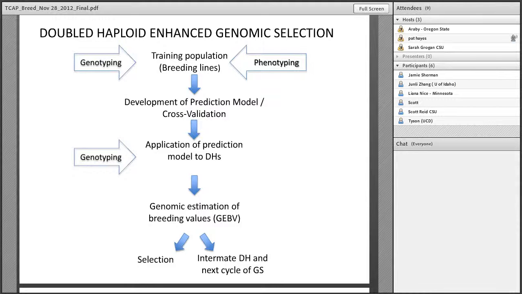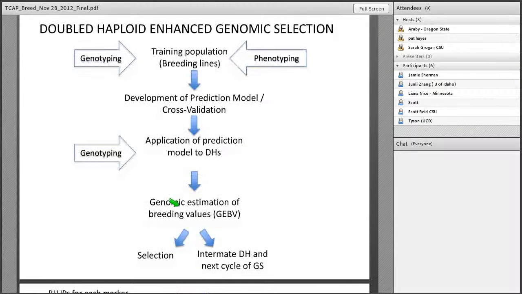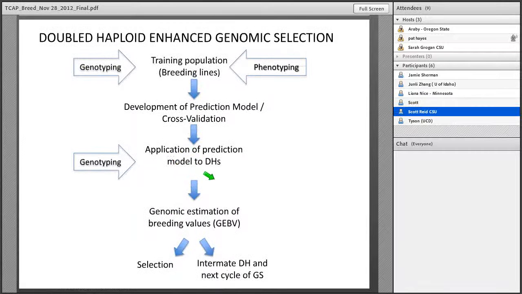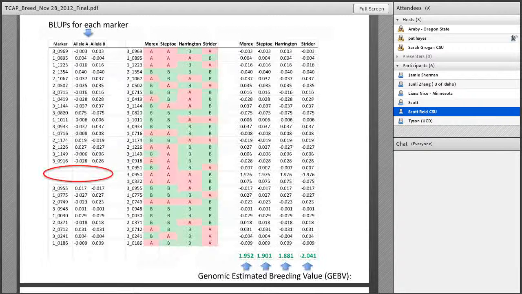If we can couple our genomic selection program with the production of double haploids, we can even reduce this breeding cycle to a single year, because with double haploids you achieve complete homozygosity in a single year. So every double haploid line is potentially a variety.